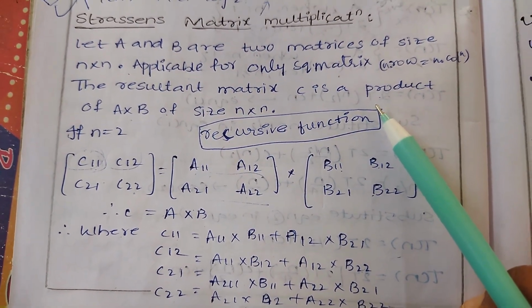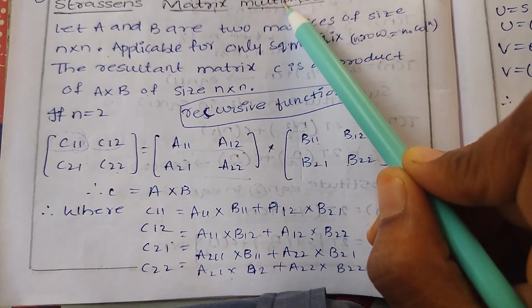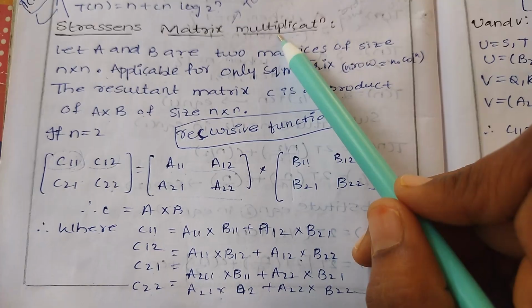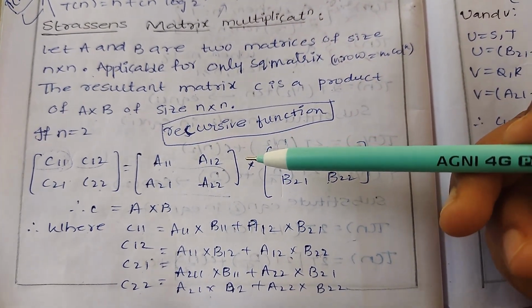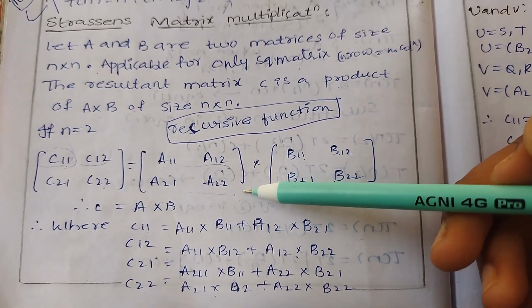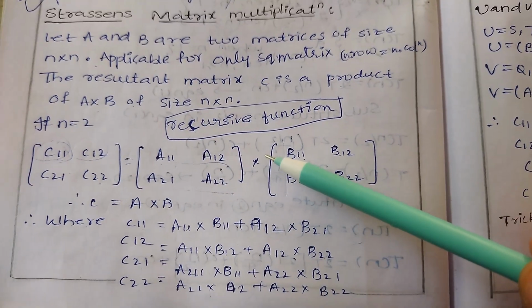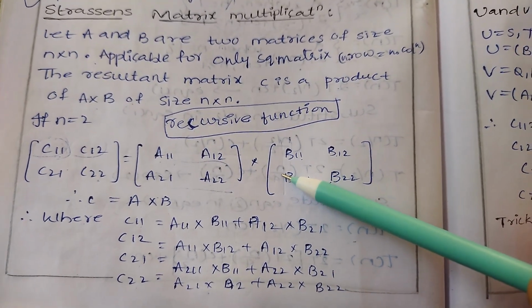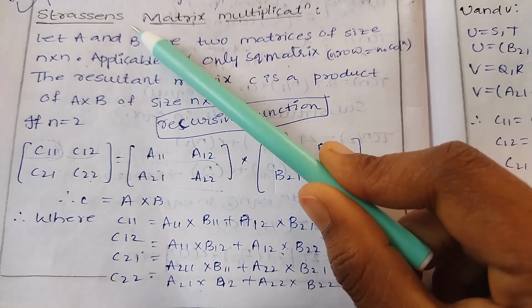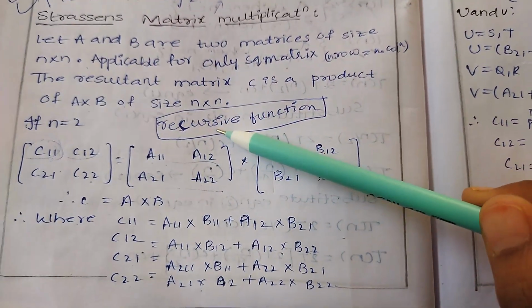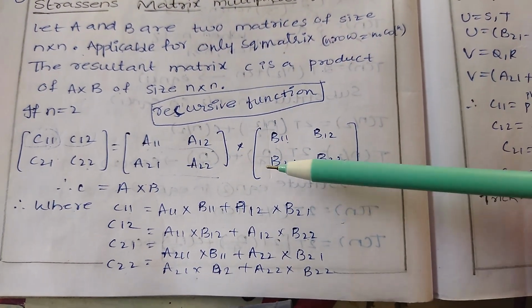This is Sarayum. Today's concept is Strassen's matrix multiplication. It is a process of multiplication. If the order of the matrix increases, then it is difficult to multiply the matrices. So the scientist Strassen has introduced this concept. Strassen's matrix multiplication made this process easy.